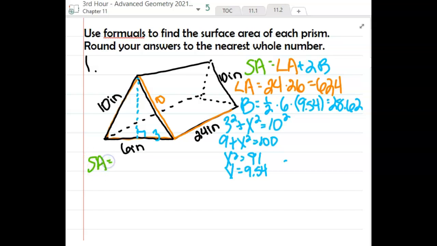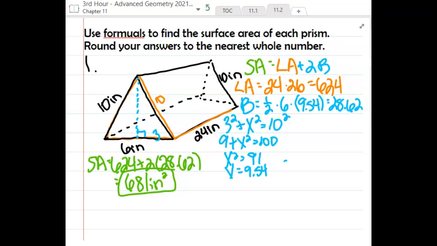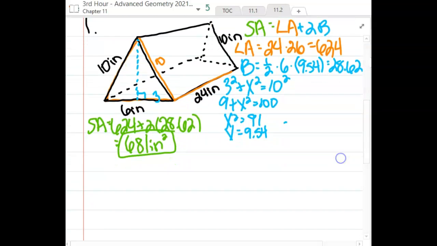So to find the surface area, we'll take the lateral area, which was 624, plus, remember I have two of those triangles. One of the triangles was 28.62. Make sure you multiply it by 2. Round it to the nearest whole number. It would be about 681 inches squared. Questions on the triangular prism?